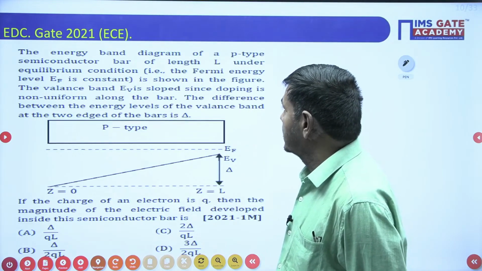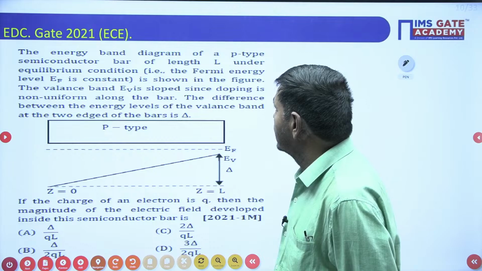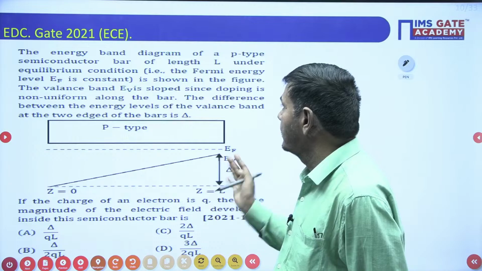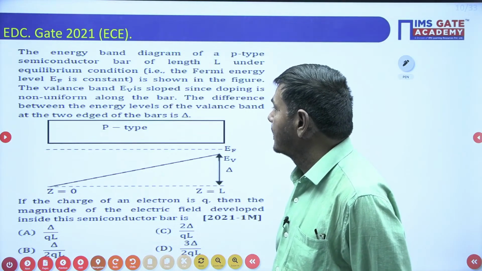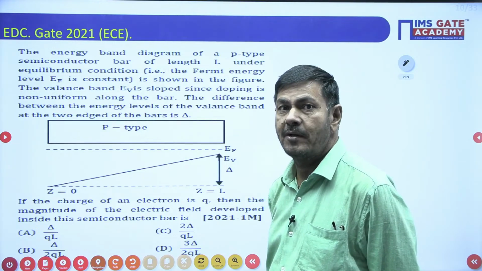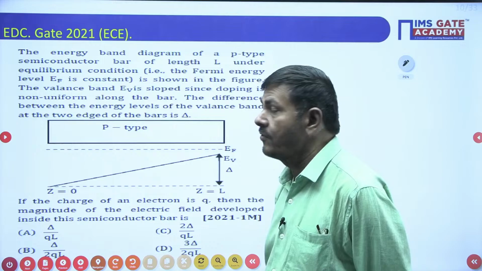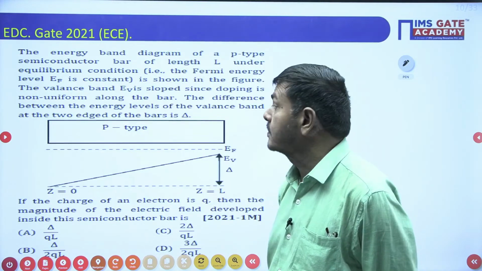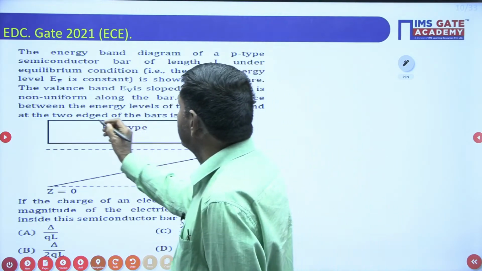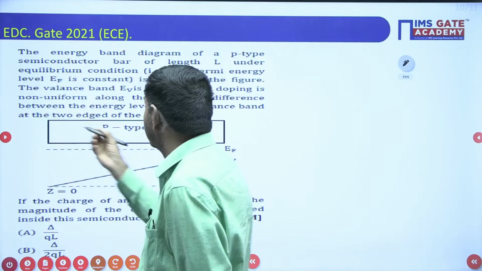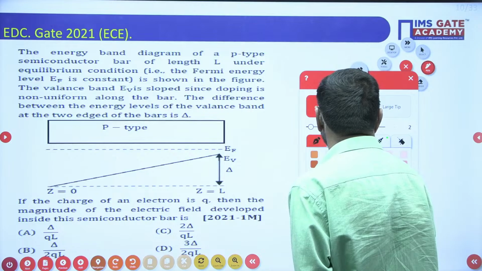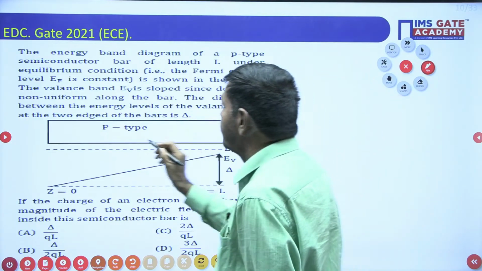Under equilibrium condition, the Fermi level energy EF is constant. If it is in equilibrium conditions, you can find the Fermi level constant, no doubt, as shown in the figure. The valence band EV is sloped since doping is non-uniform. The point here is whether it is uniformly doped or non-uniformly doped, which is specified in the problem. How is it doped? This is non-uniform, as given here.